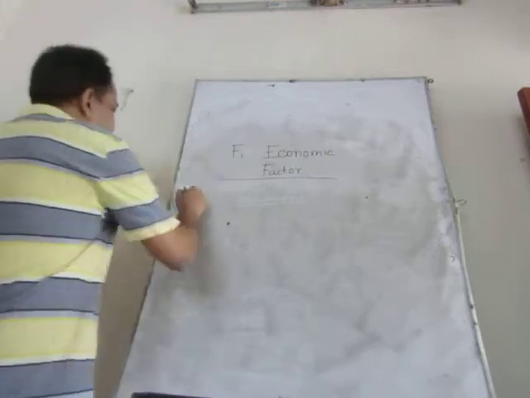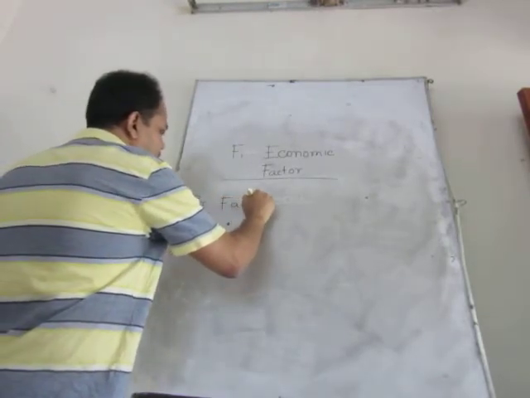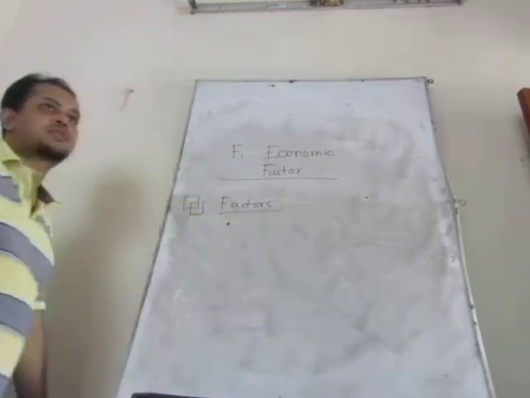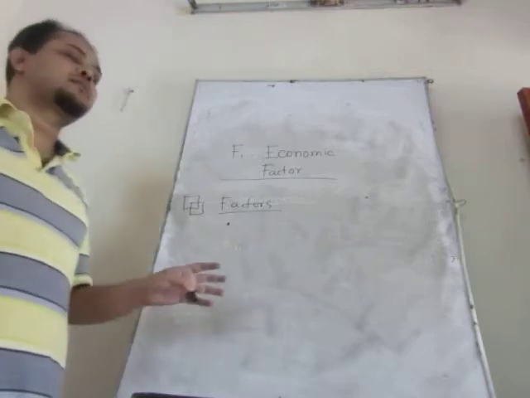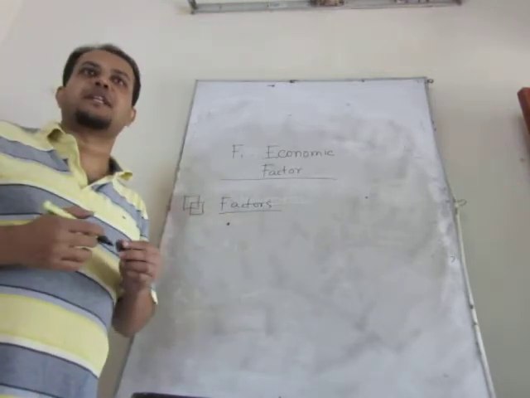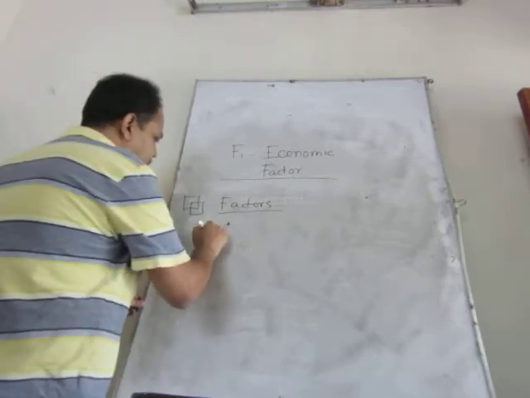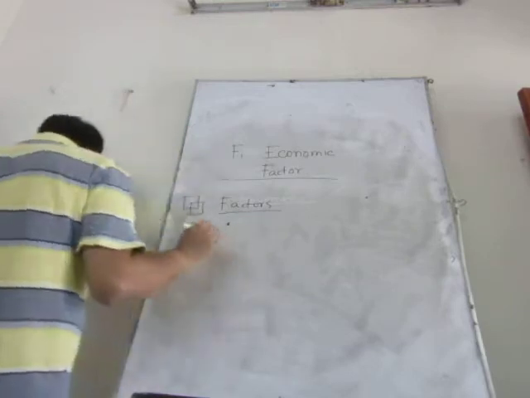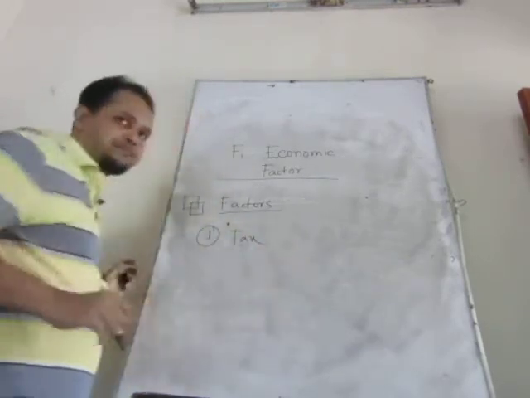That is, for example, factors other than the price. Other than the price, the supplier can also change the supplied amount, right? What will be the things? Number one, for example, tax.